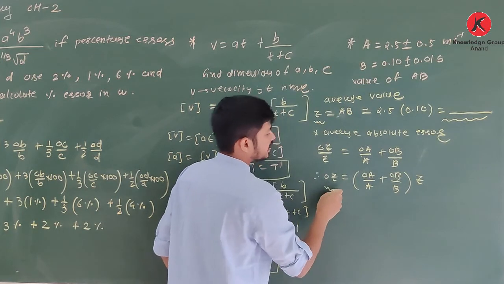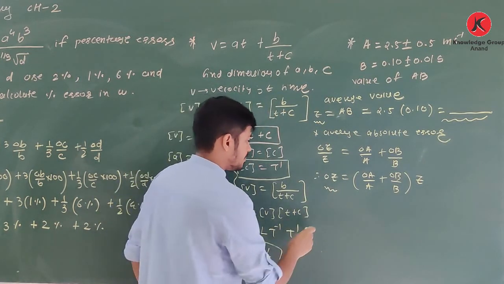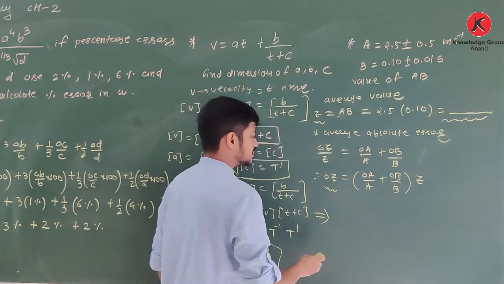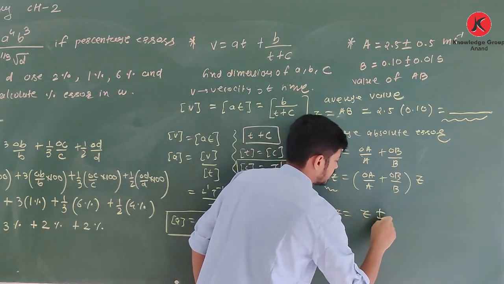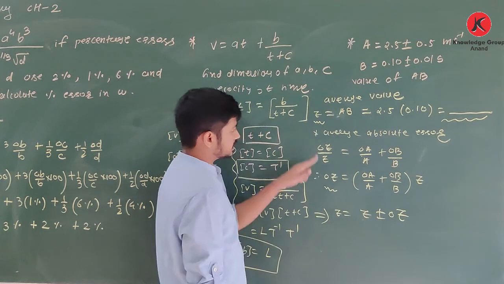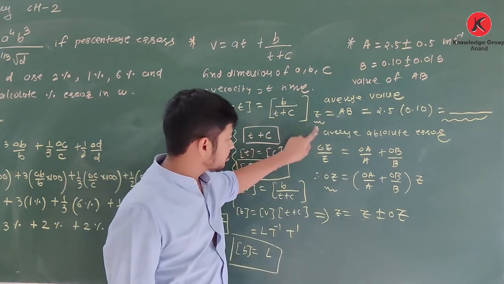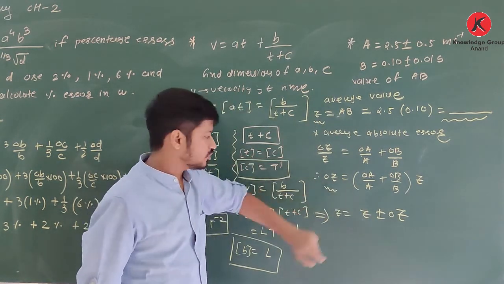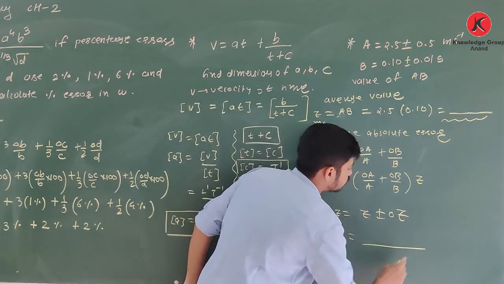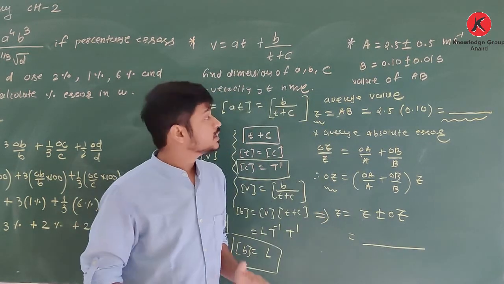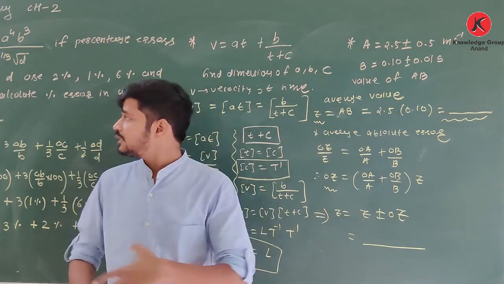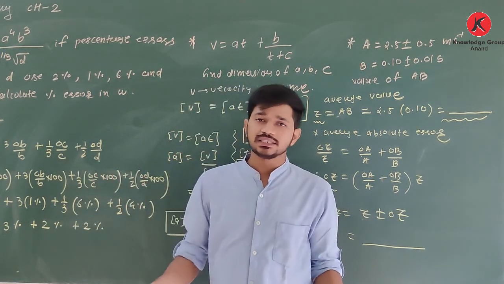So from here you will get the value of z, from here you will get the value of delta z, and then at last you have to write your answer: z plus or minus delta z. Okay, and you have to write this answer compulsorily in the comment box. Clear? So today we have solved 6 questions, and this is it for today.